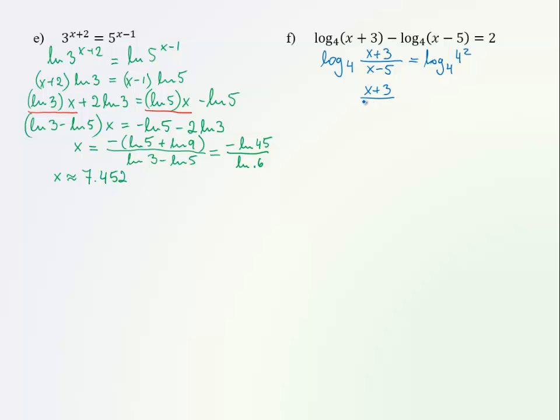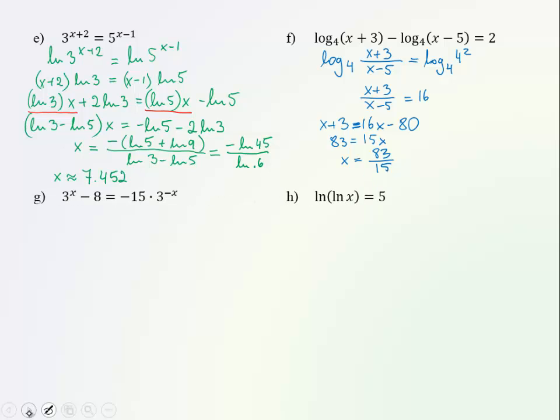x plus 3 over x minus 5 equals 4 squared, which is 16. To solve this equation, multiply by the denominator. We have x plus 3 equals 16 times (x minus 5), and 5 times 16 will be 80. And that's a linear equation. So bring the x over, that will be 15x, and plus 80, so it's equal 83. Therefore, x by itself is 83 over 15. And we have the exact answer.